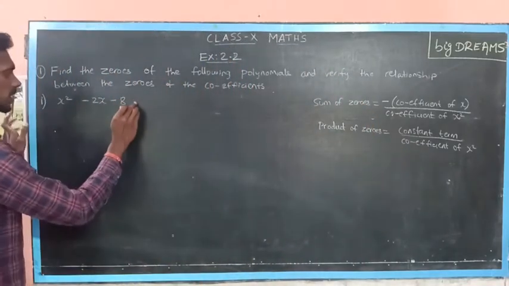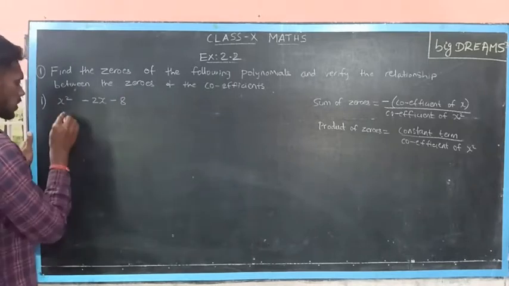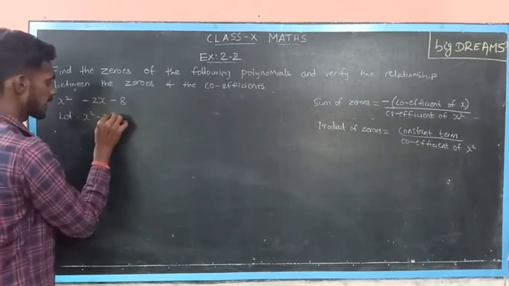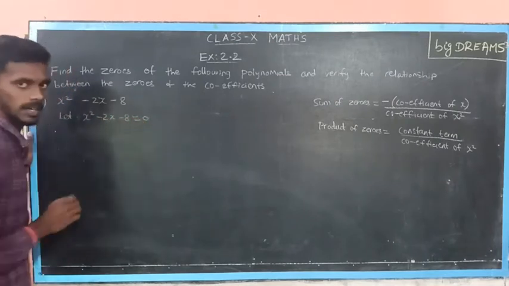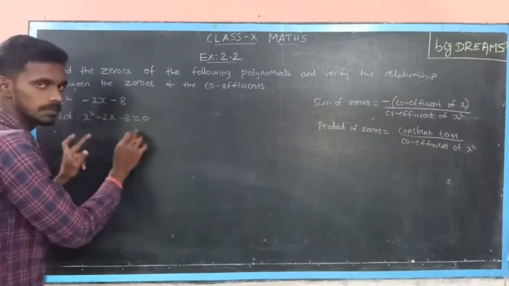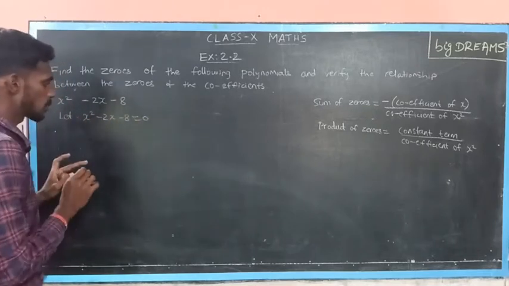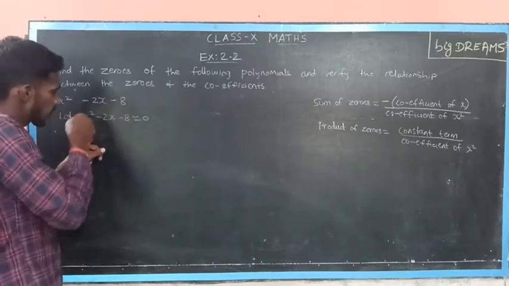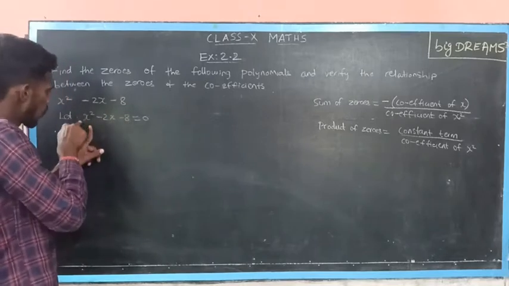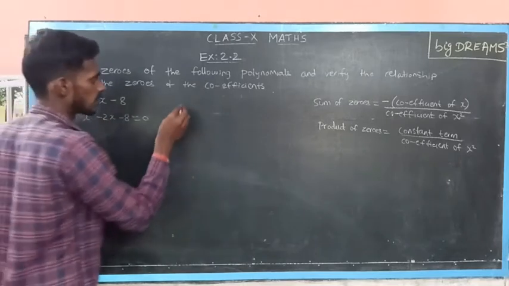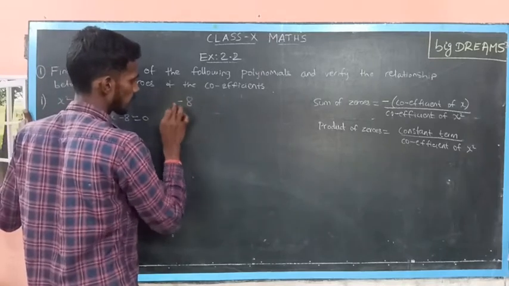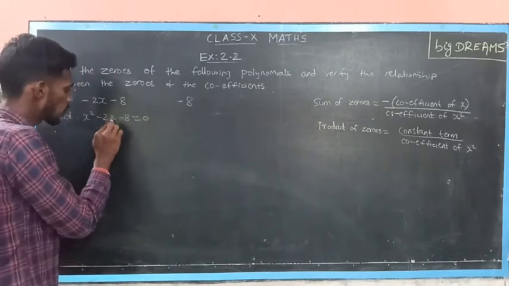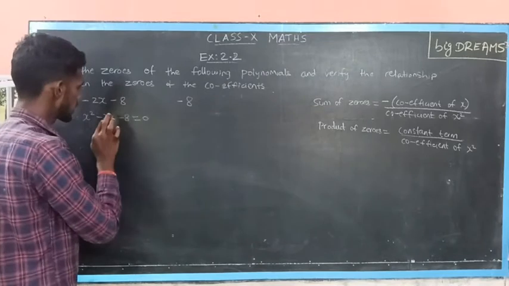First let us find the zeros of the given quadratic polynomial. So I am substituting the value of the polynomial to be 0 for finding the zeros of the polynomial. Let us use the splitting the middle term method. For that I have to find the product of the coefficients of x square and the constant term. So it is 1 into minus 8. So I have to find the factors of minus 8 so that the sum of the factors must be equal to the coefficient of x term. Here it is minus 2.